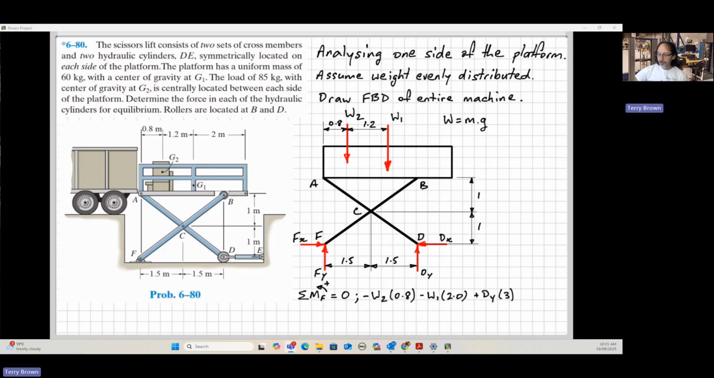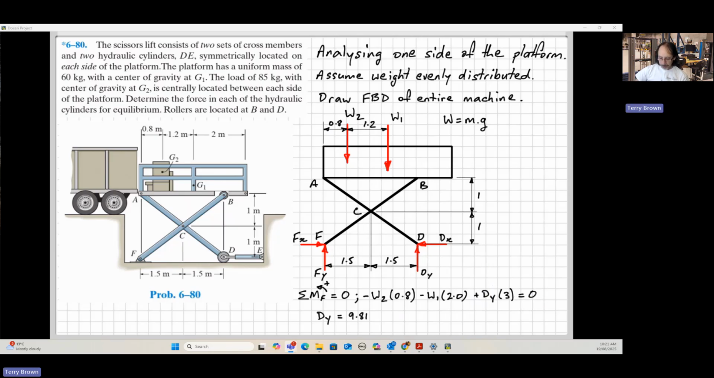And then we have the Dy here, down the bottom. Perpendicular distance to point F is 1.5 plus 1.5, which is 3, and it's tending to cause an anticlockwise moment about point F. So that one is positive. They're the only things causing moments about point F on our free body. So we can now make that all equal to 0.